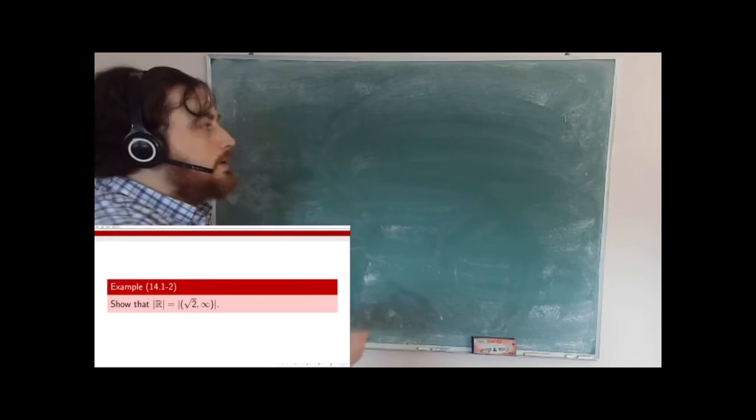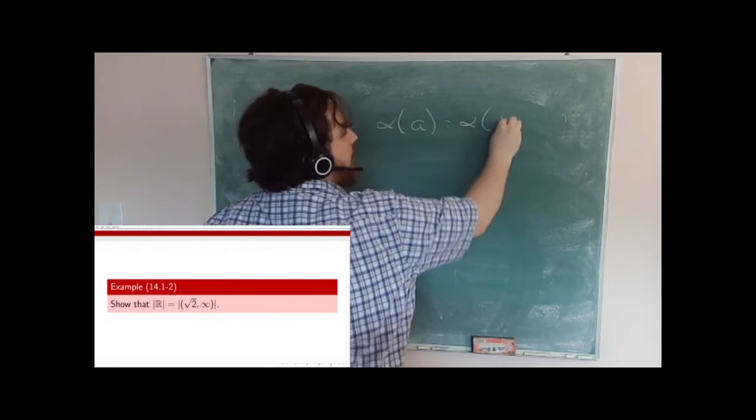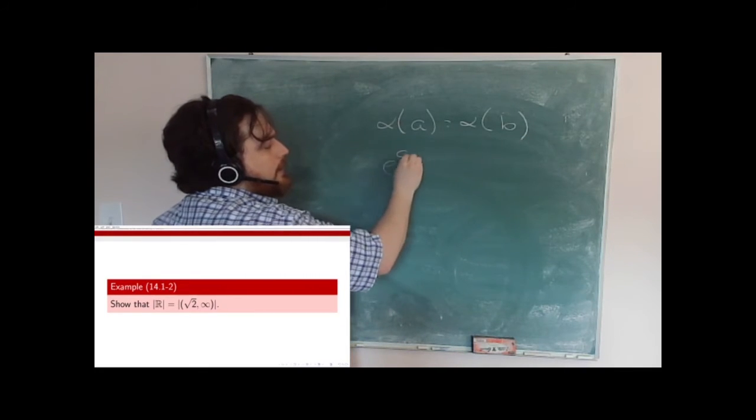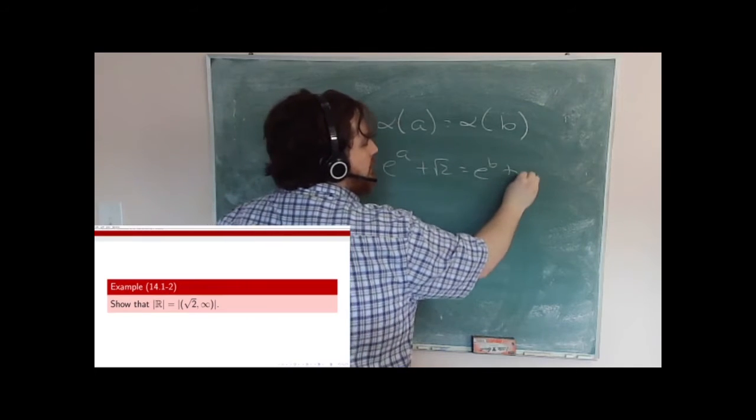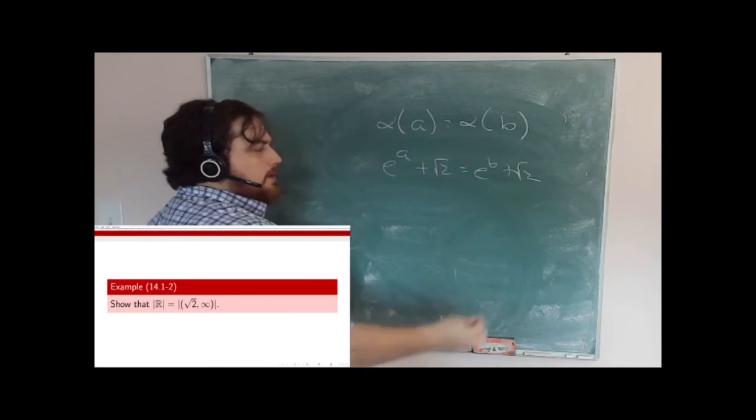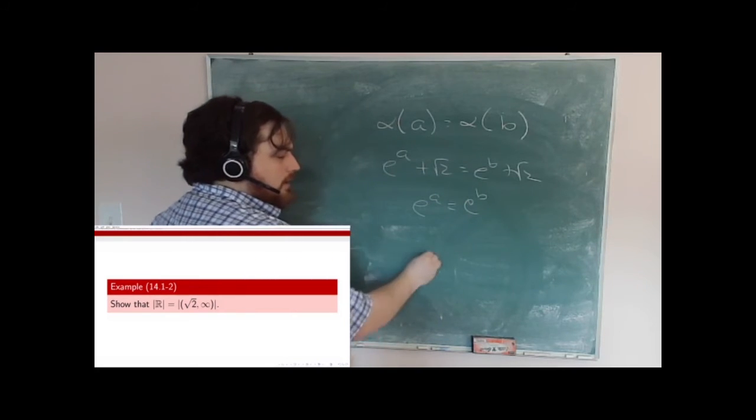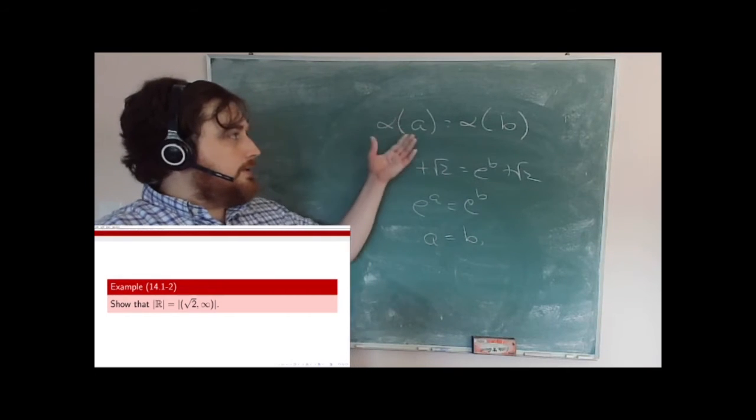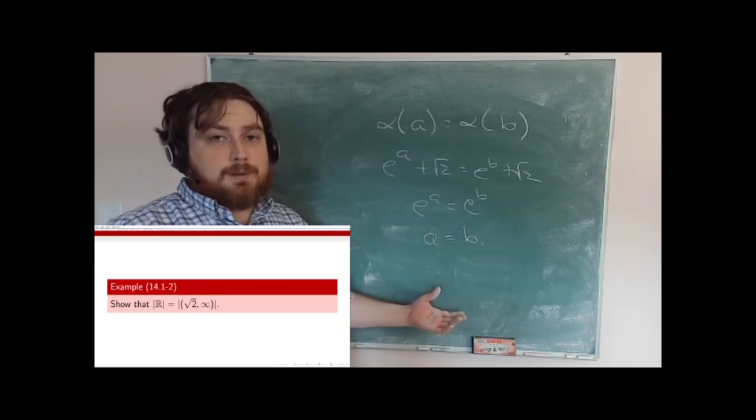All right, to show that this is one-to-one, I'm going to assume that alpha of A is equal to alpha of B, and I want to show A is equal to B. Well, what does this mean? This means that e to the A plus the square root of 2 is equal to e to the B plus the square root of 2. So I can subtract the square root of 2, and I get e to the A is e to the B. I can take the natural log of both sides, and I get A is equal to B. Hence, if alpha of A is equal to alpha of B, then A is equal to B. So it is indeed a one-to-one mapping.